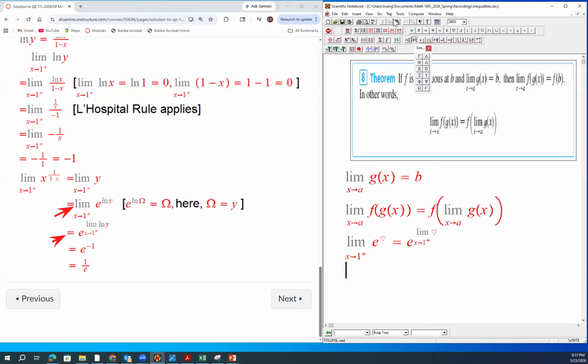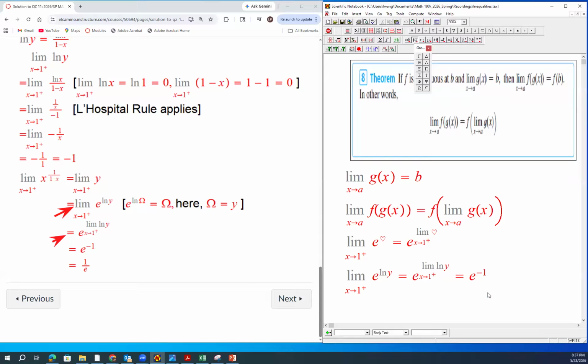In our case, what is the heart? The heart is ln y. So that's how ln y gets to be here. And this limit, which is in the exponent of e, is equal to -1. So that's how we get to e to the power of -1.